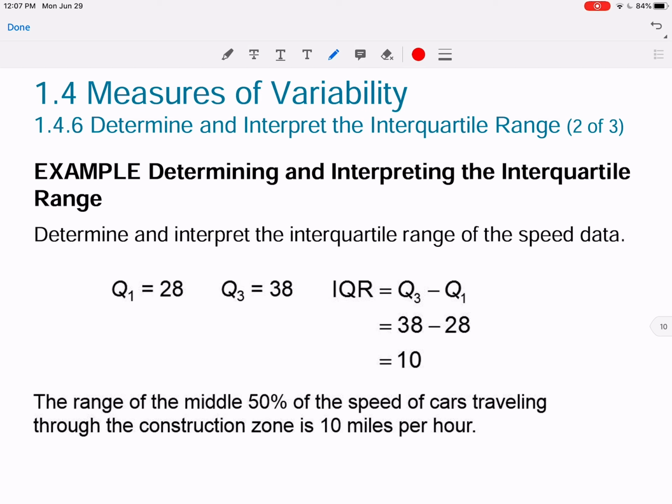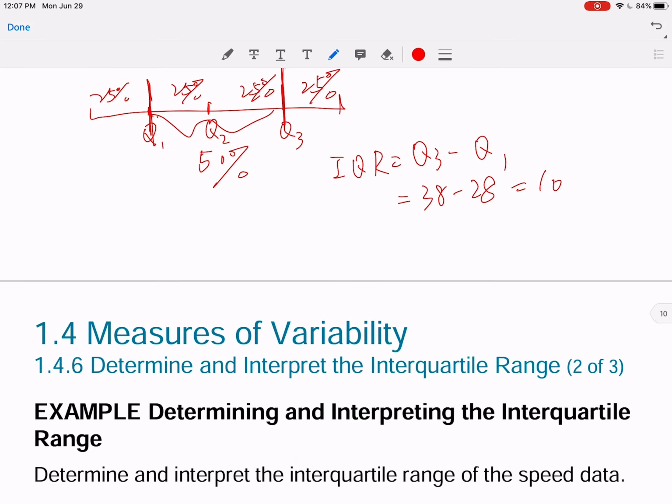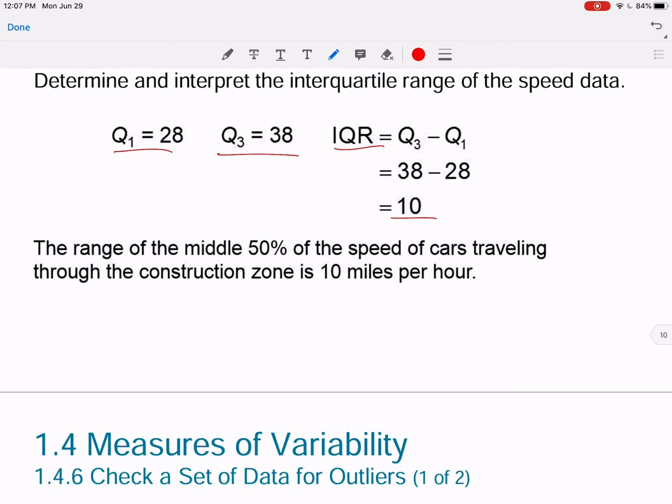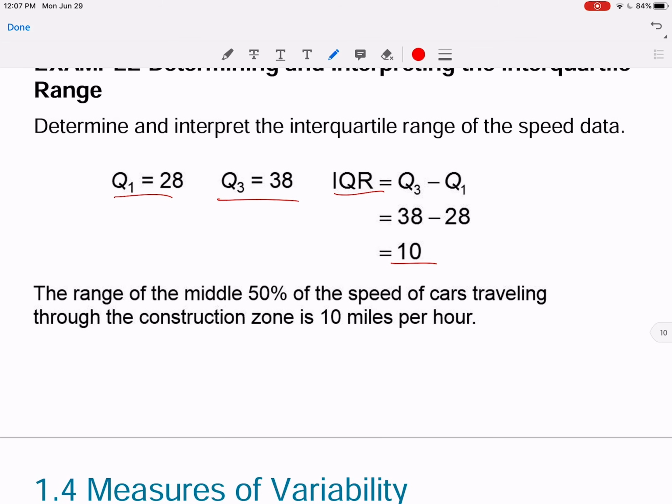We have an example here actually. Determine and interpret the interquartile range of the speed data. We know Q1 is 28, Q3 is 38, so the IQR is 10, same thing as what we got up here. The interpretation would be the range of the middle 50% of speeds of the cars traveling through the construction zone is 10 miles per hour. So this is pretty much just coming from the definition of interquartile range.